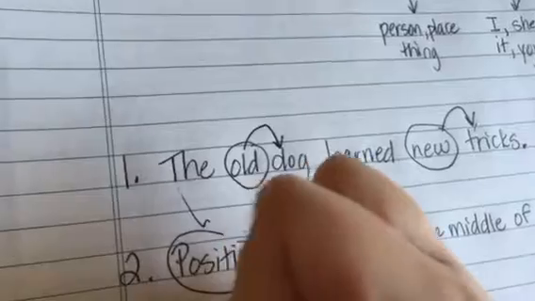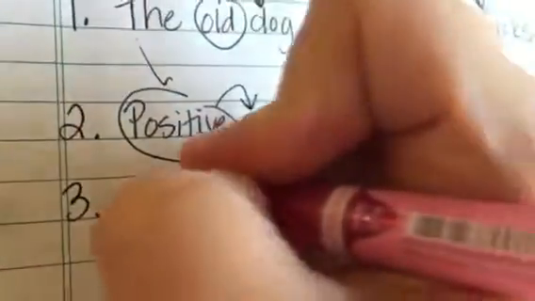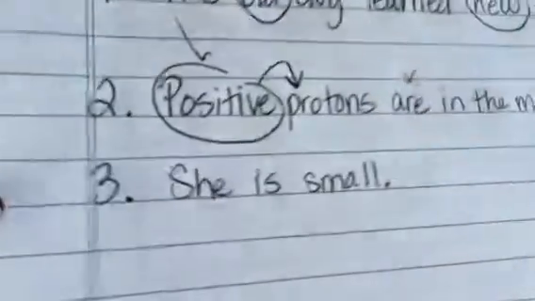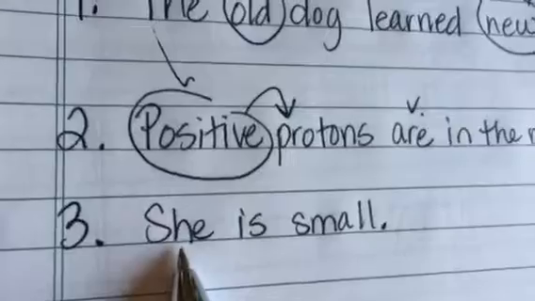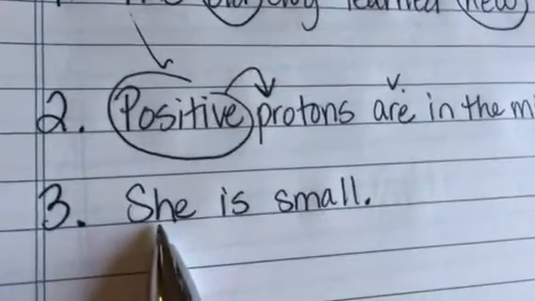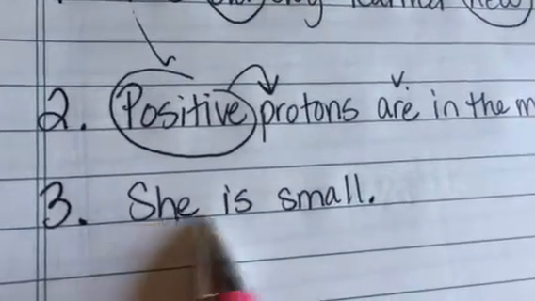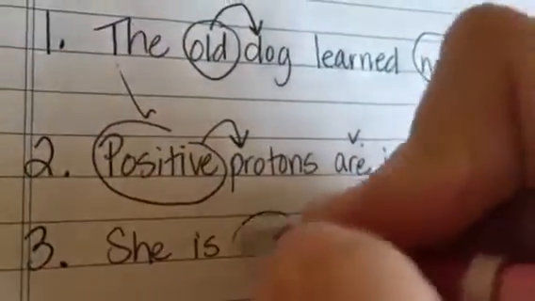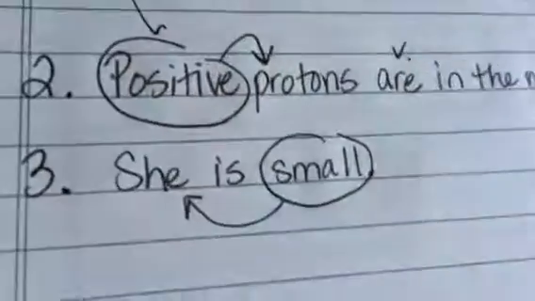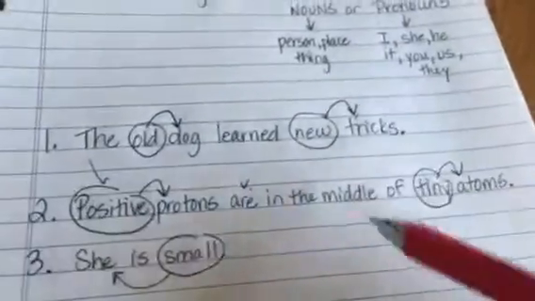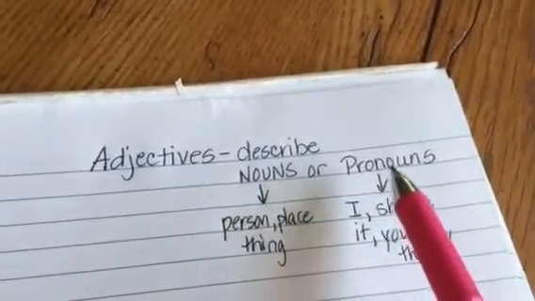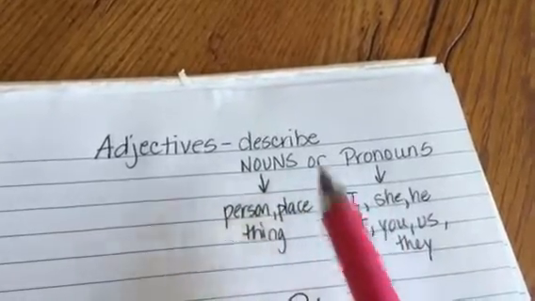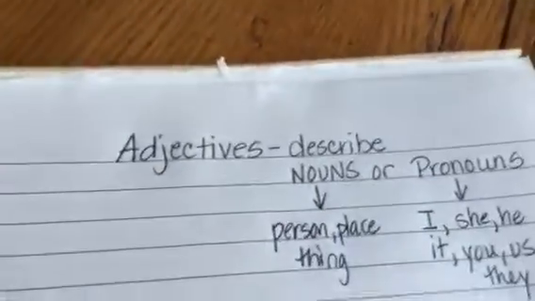And now sometimes an adjective can be after a being verb, like she is small, right? She is the pronoun. Instead of saying Sam is small, we can say she is small. And small is telling us what she is. She is small, it's describing her. So small describes she. So there we have it. If you find the nouns and pronouns in the sentence and ask yourself what kind or how many, then you'll be able to locate those adjectives pretty easily.